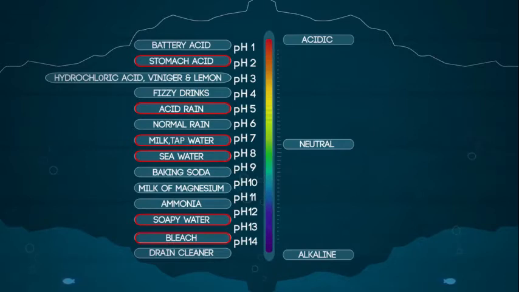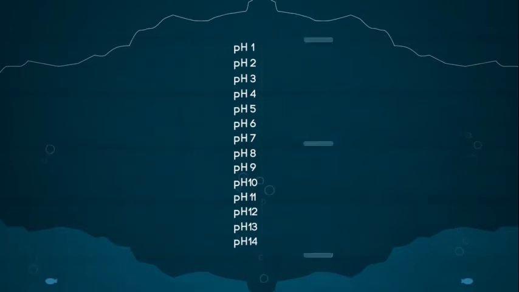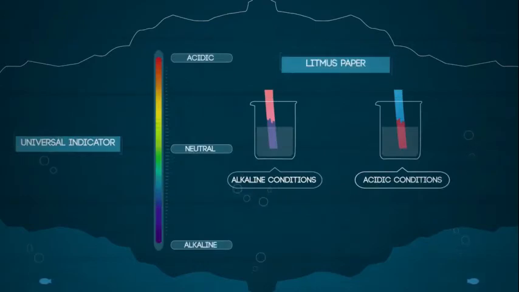Universal indicator is so called due to its ability to indicate the entire pH spectrum. There are other indicators that can be used that have other colour changes, but these two are the ones you need to know. So, the pH scale. The pH scale starts from 1 and ends at 14.